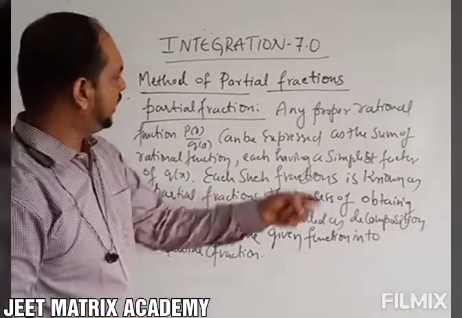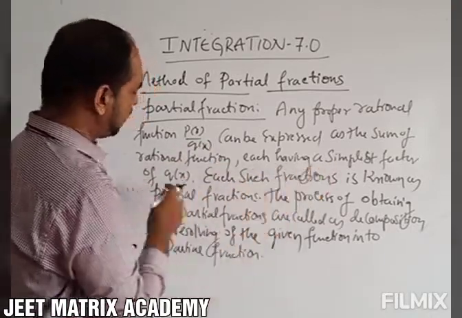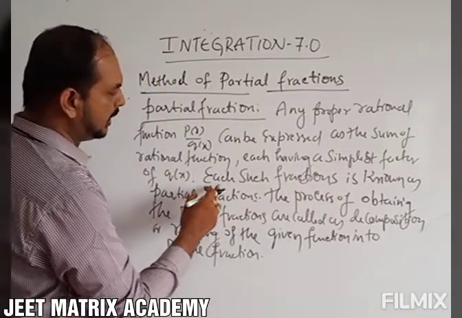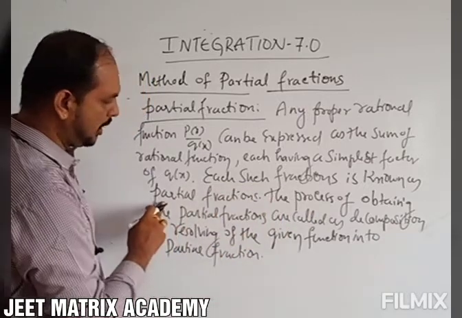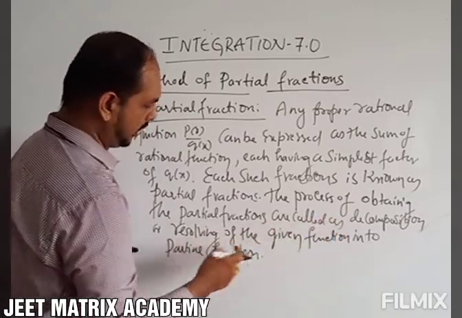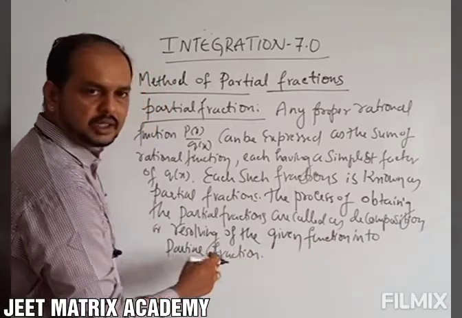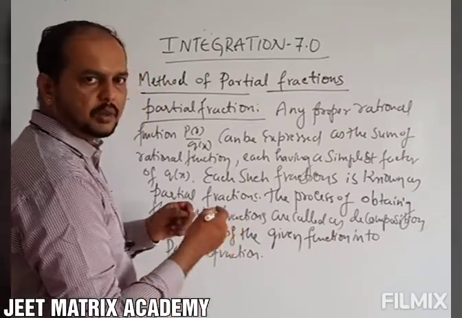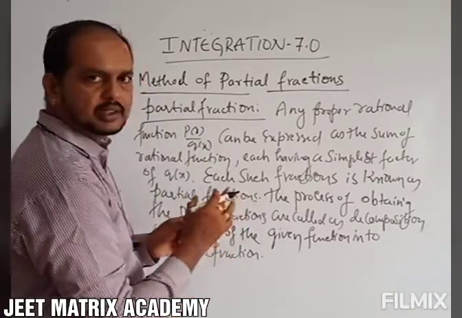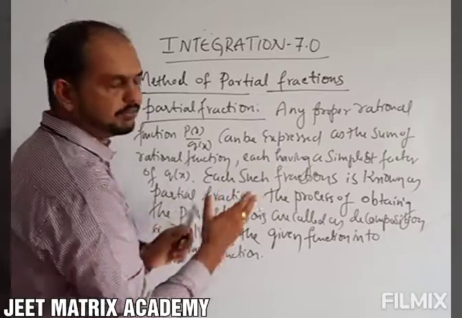So any proper rational function p of x by q of x can be expressed as a sum of rational functions, each having the simplest factor of q of x. Each such fraction is known as a partial fraction. The process of obtaining the partial fractions is called decomposition or resolving of a given function into partial fractions. So we'll see how exactly we are supposed to follow the methods of writing the sum and simplifying the given proper fractions into partial fractions.